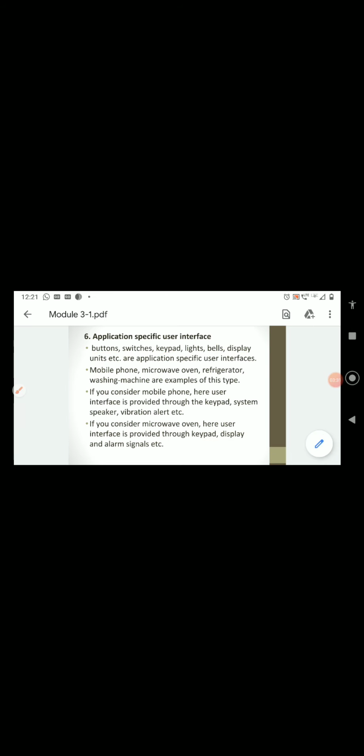And the last part is application specific user interface. Here, if you consider any embedded application, you can see interfaces like buttons, switches, keypads, lights, bells, display units, etc. You may not see all these in one embedded system, but several embedded systems, according to the application, use these user interfaces.